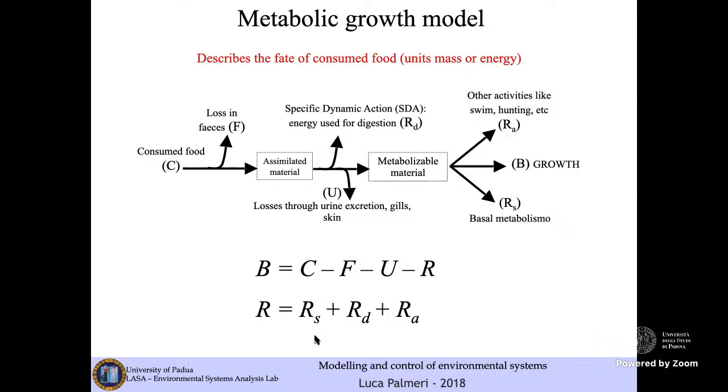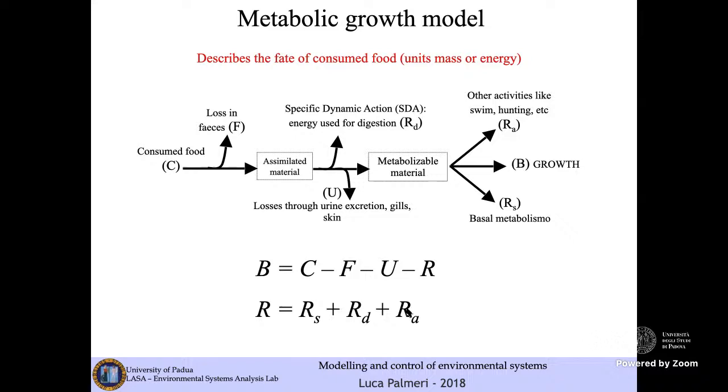I will indicate it with B. What is B? By simply employing mass conservation, we may say that B, the biomass, the growth, is equal to the consumed food minus various factors: losses in feces, losses in urine, and losses due to the energy consumption due to the biology and physiology of the animal. These losses are made up of losses due to basal metabolism, losses due to specific dynamic action, and losses due to other activities like swimming or hunting or building nests and so on.